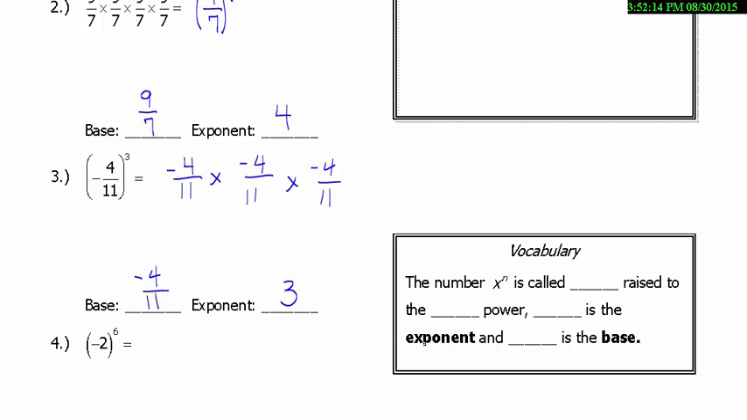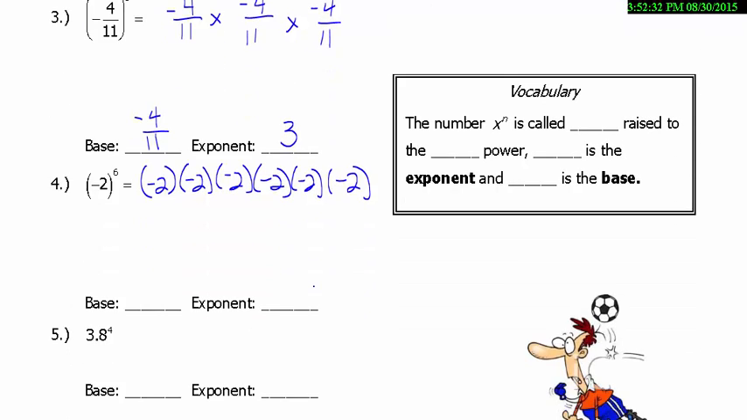Number 4. We have -2 multiplied by itself 6 times, which means we would write -2 times -2 times -2 times -2 times -2 times -2. So here, -2 is going to be the base, and 6 is going to be the exponent.